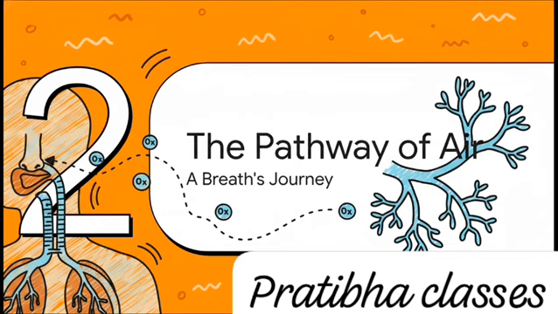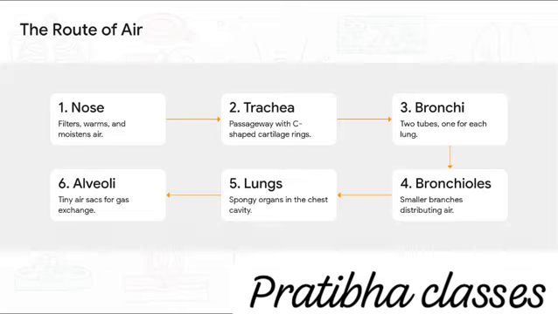Okay, so now we know why we need oxygen. Let's actually follow the journey of a single breath of air as it travels through our entire respiratory system. Think of me as your tour guide for this little trip. Our tour begins right at the nose, which is great because it filters, warms, and moistens the air. From there, the air flows down the trachea, the windpipe, which is held open by these cool C-shaped rings of cartilage. Then, the trachea splits into two tubes called the bronchi, one heading to each lung.